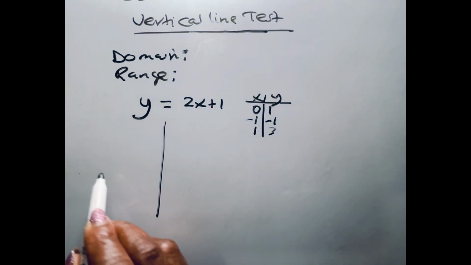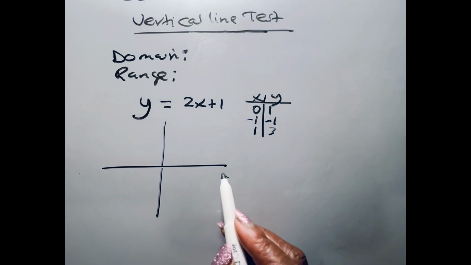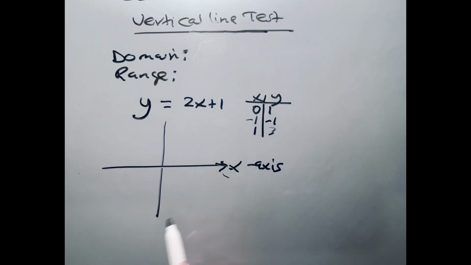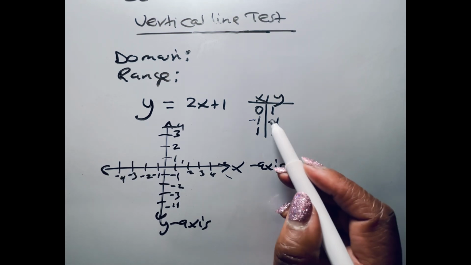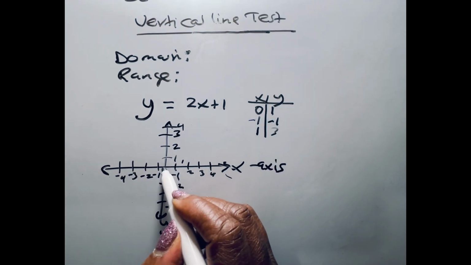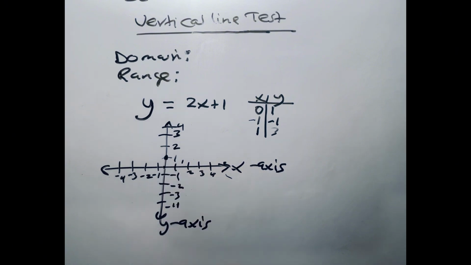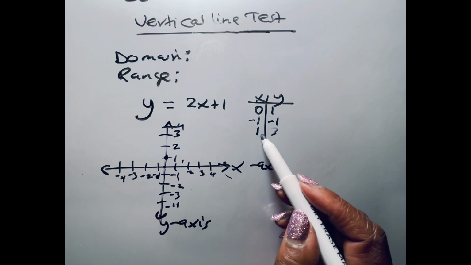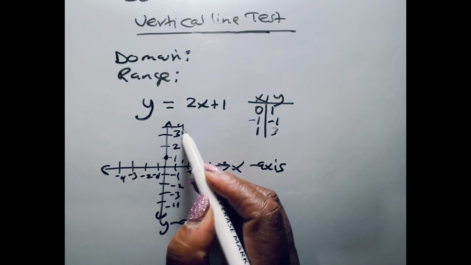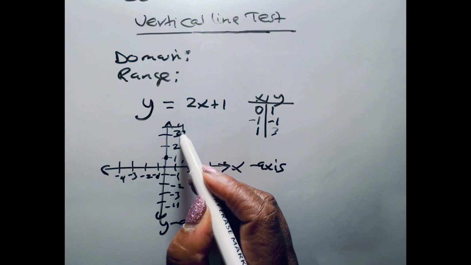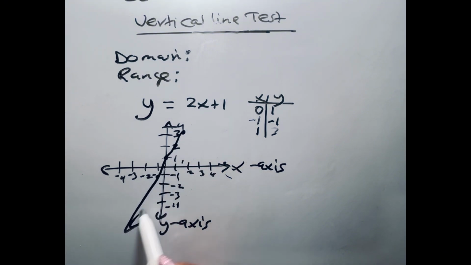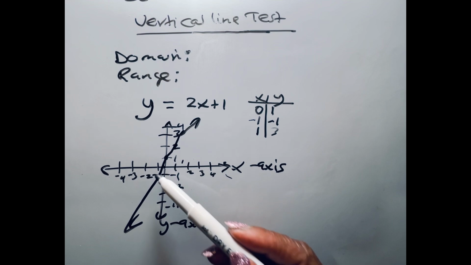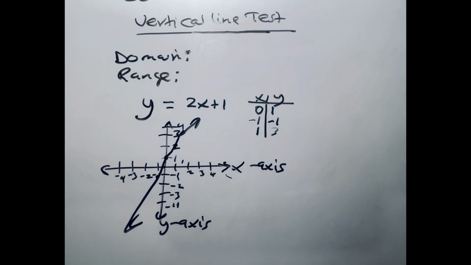Now let's draw our function. This is the x-axis, this is the y-axis. So our first point is going to be 0, 1, right there. Next point is -1, -1, so it's going to be somewhere around here. And the next point is 1, 3, which will be here. Then we're going to graph it. So this is our line, y is equal to 2x plus 1.